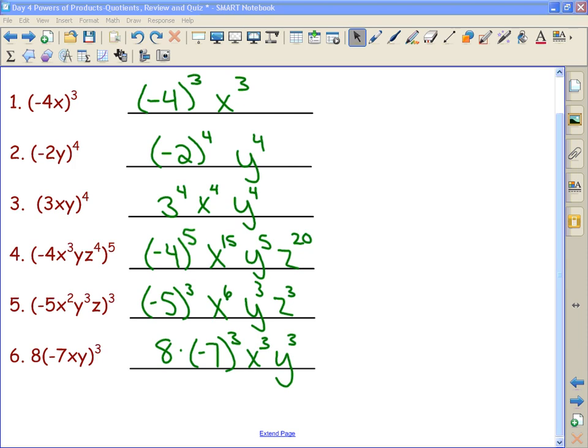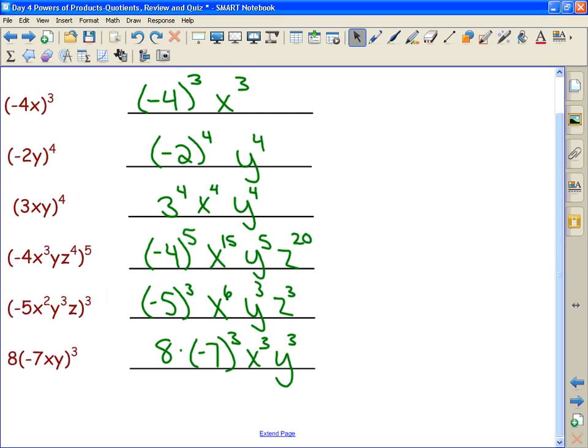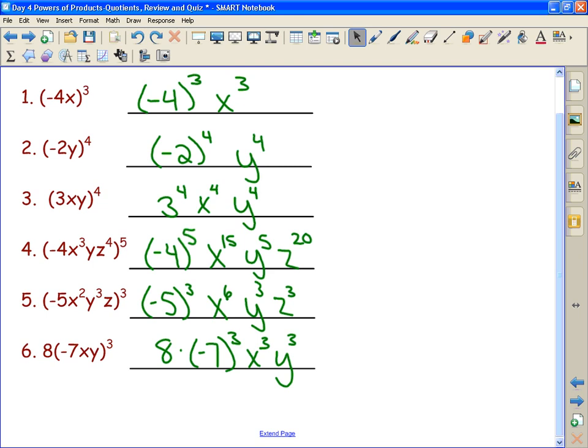So here are the answers to those practice problems. You can see the first two are pretty simple, very standard, just like the ones that we went through earlier. The third one, I need to put that 4 on every single thing. So I need to put the 4 on the 3, so 3 to the fourth, on the x, x to the fourth, and on the y, so I get y to the fourth.